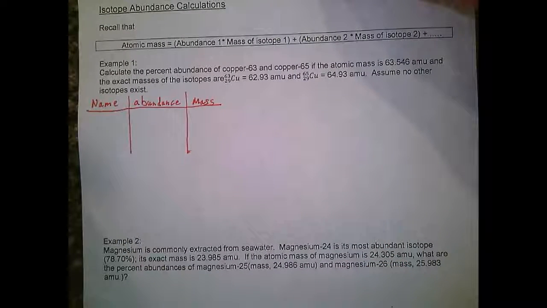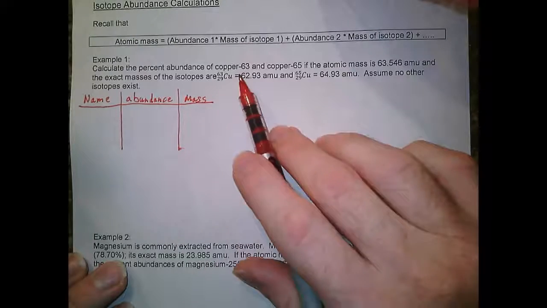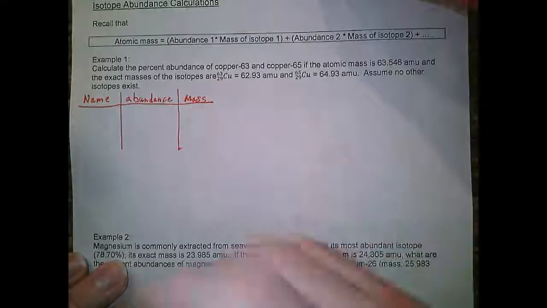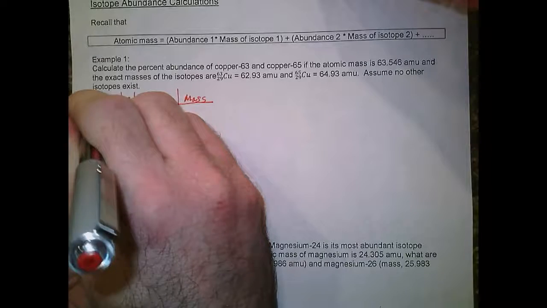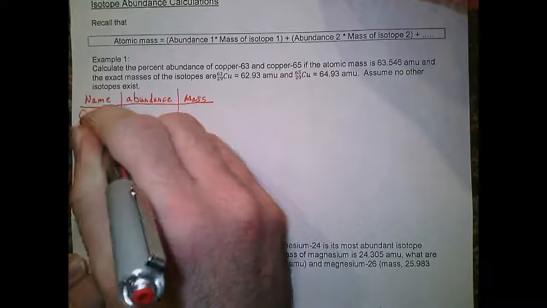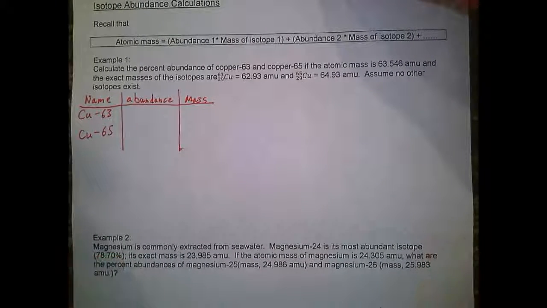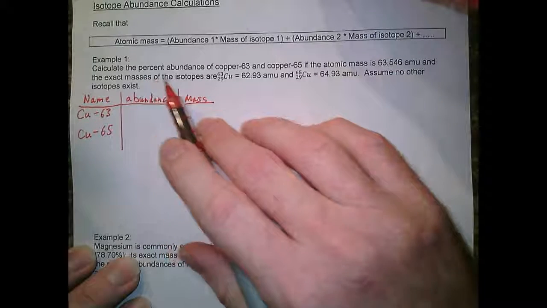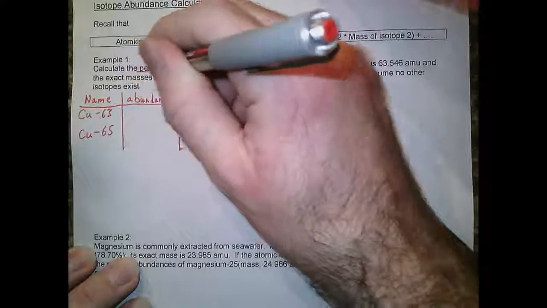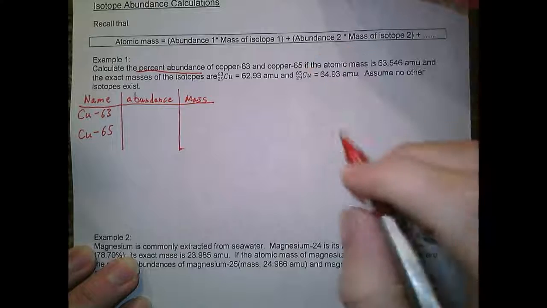First thing I want to do is, what are the two isotopes we're dealing with? We're dealing with copper 63 and copper 65. So I'm just going to shorten that and say Cu63, Cu65. Those are the two names. I don't know what the abundances are, so I'm going to come back to that in a minute. But I want to calculate the percent abundance of copper 63 and copper 65.